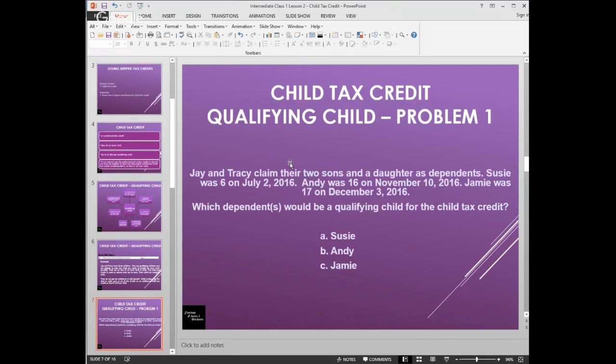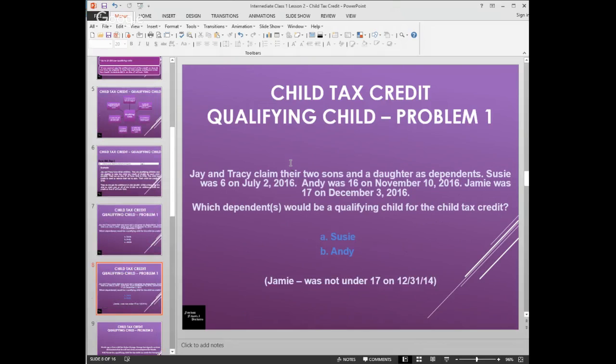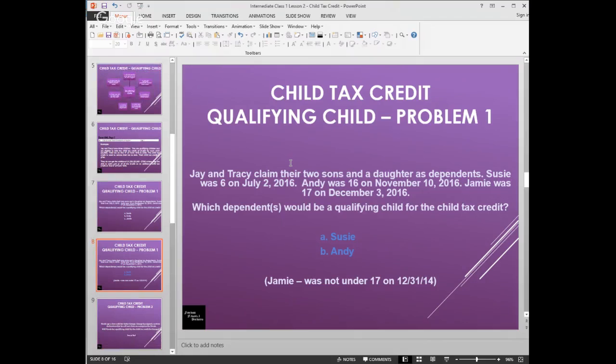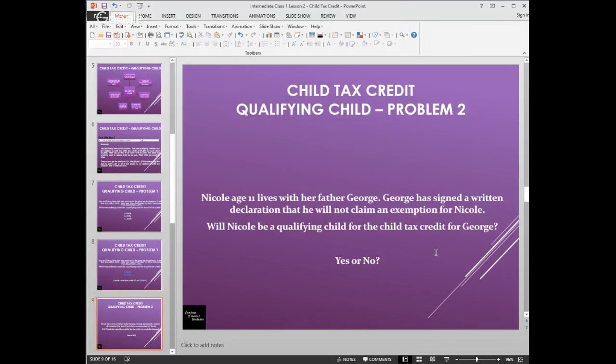Here's another scenario. Jay and Tracy have 2 sons and a daughter as dependents. Susie was 6, Andy was 16, and Jamie was 17. Which dependents would be qualifying children for the child tax credit? And what we're really looking at here is the age. So Susie is 6, Andy is 16, and Jamie is 17. So in this case, only Susie and Andy would qualify because Jamie was not under the age of 17 at the end of the tax year.